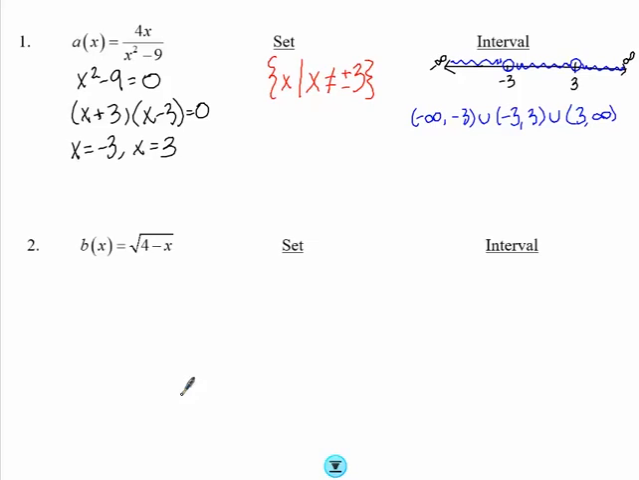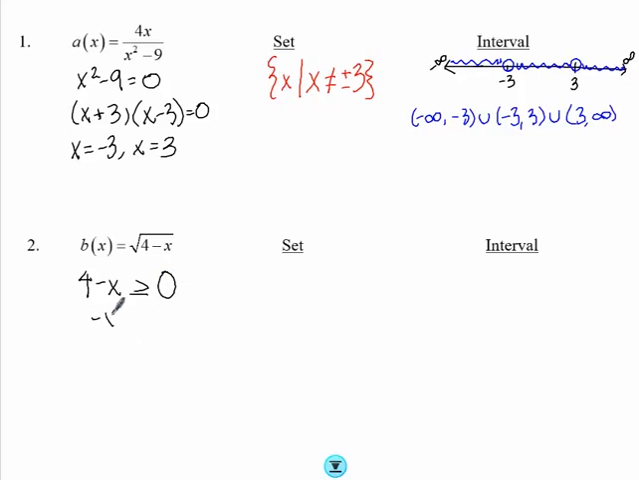We have b of x equals square root of 4 minus x. Since we have a radical here, and it is an even radical, we have a square root, we need to be concerned with the values that make the radicand, which is the part inside the radical, negative. So we can take the square root of positive numbers, we can take the square root of 0. So our domain is going to be every x value that makes 4 minus x greater than or equal to 0. So we just need to solve this inequality.